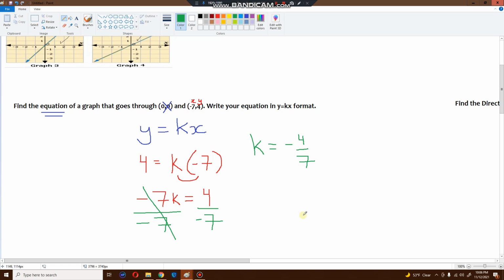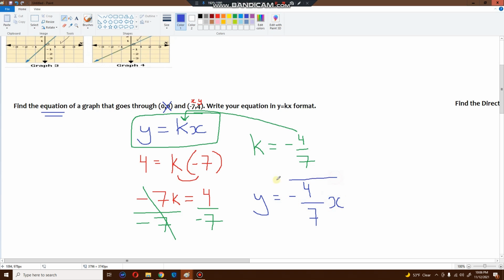Okay, now we're not done yet. We've just solved for k. I still need to write my equation in y equals kx form. So all I'm going to do is take this k value and substitute it right over here. So my final answer will be y is equal to minus 4 over 7x. And this will be my final answer. And this equation represents the line that cuts through the origin 0, 0 and minus 7, 4.